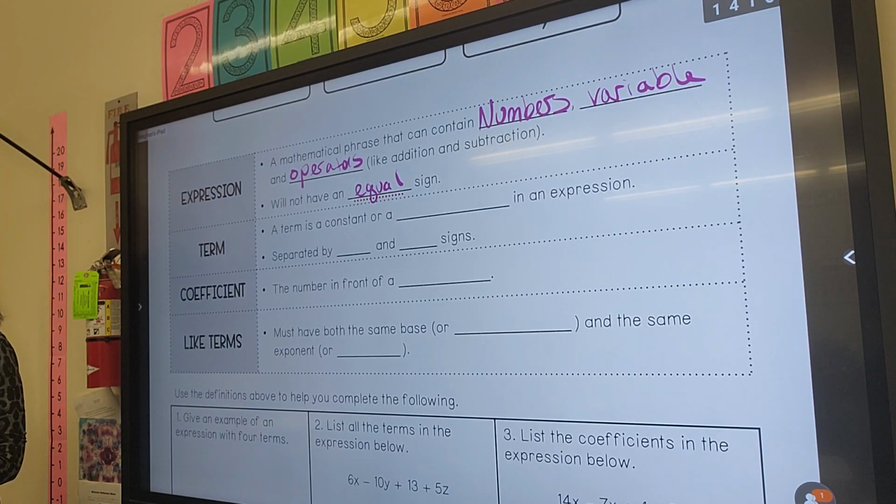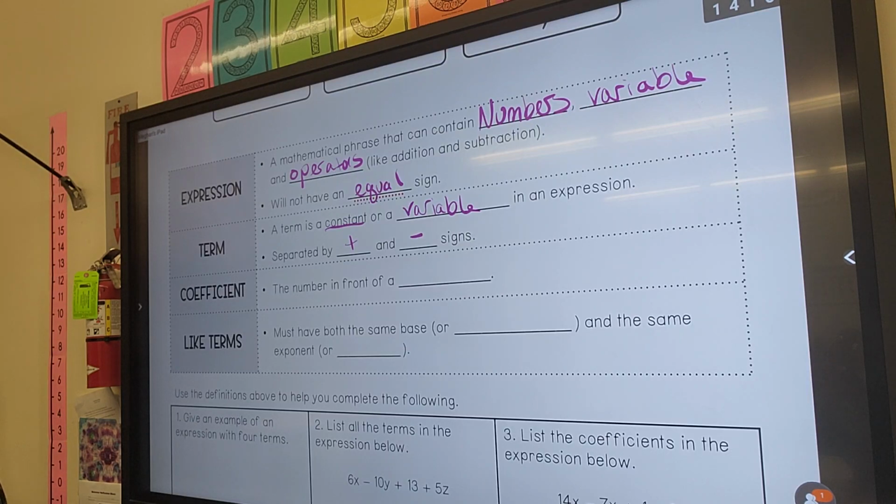Yes. So now we're going to talk about a term. A term is a constant or a variable in an expression. Who remembers what a constant is from last year? If the variable is a letter, what's a constant, Logan? The number. The number, good. And the terms are separated by plus and minus signs. So remember in expressions, plus and minus simply mean positive and negative. They mean the same things.